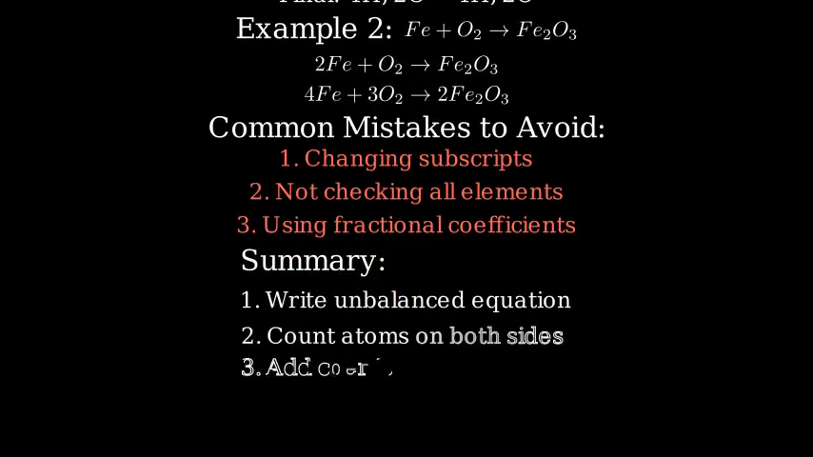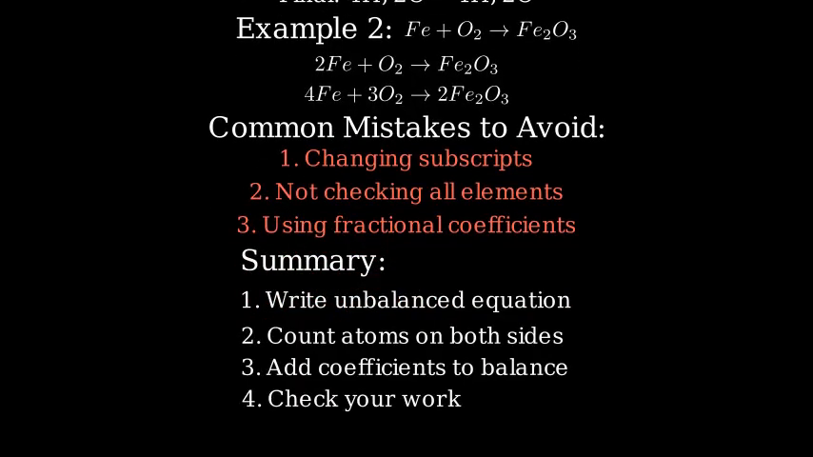To summarize, remember these key steps. 1. Write the unbalanced equation. 2. Count atoms on both sides. 3. Add coefficients to balance. 4. Check your work. Practice these steps, and you'll master balancing chemical equations.